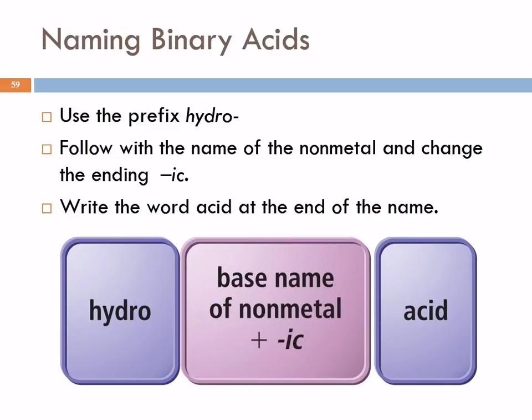So let's look at naming those binary acids first. The pattern here is that we put the prefix hydro at the beginning of the name. The middle of the name is the element name, but we're going to change the ending, not to "ide," but to "ic." And then we're going to throw the word acid on at the end. So hydro something changed to "ic," acid.